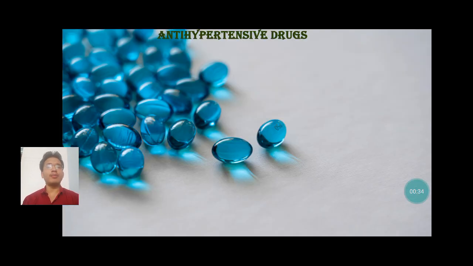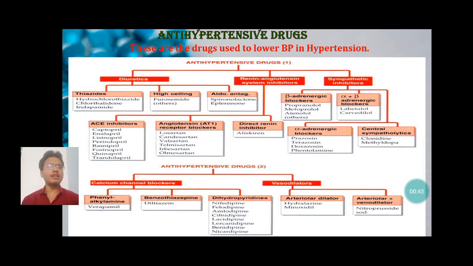The first, antihypertensive drugs. What are antihypertensive drugs? They are the drugs used to lower BP in hypertension. Here I have presented a classification of the antihypertensive drugs. Here we can see that they are classified into 6: diuretics, renin-angiotensin system inhibitors, sympathetic inhibitors, calcium channel blockers, and vasodilators. Diuretics can be classified into thiazides, high-ceiling diuretics, and aldosterone antagonists.